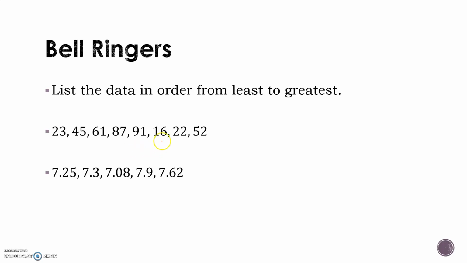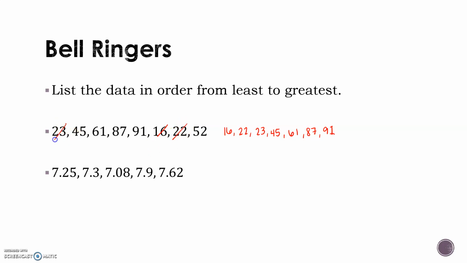Start with the smallest number, and then as you're going, cross it off just so you remember that you've used it. But remember, another trick is to say, how many numbers do I have here? 1, 2, 3, 4, 5, 6, 7. 1, 2, 3, 4, 5, 6, 7, 8. So that's why crossing your numbers off is helpful.